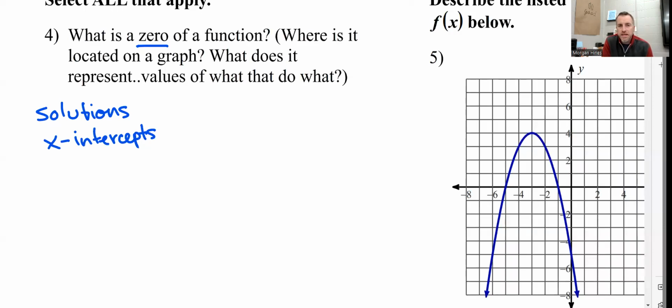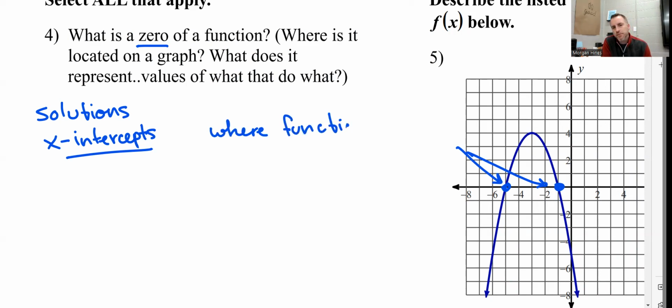So when it says, what is it? It's only valuable if you know what it is. Where is it located on a graph? Lucky for us, we have a graph right here. It is right here and right here. That's why these are x-intercepts, because where is it located on a graph? Where the function crosses the x-axis.